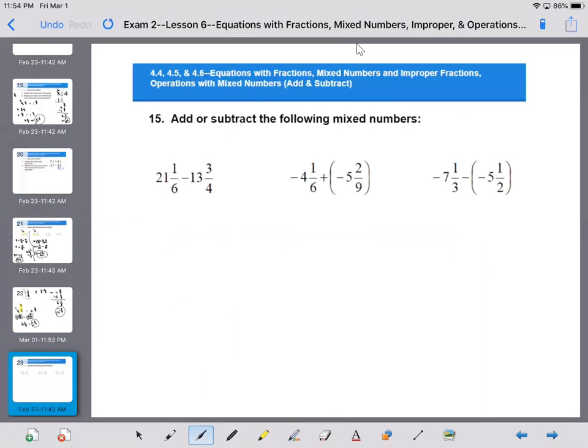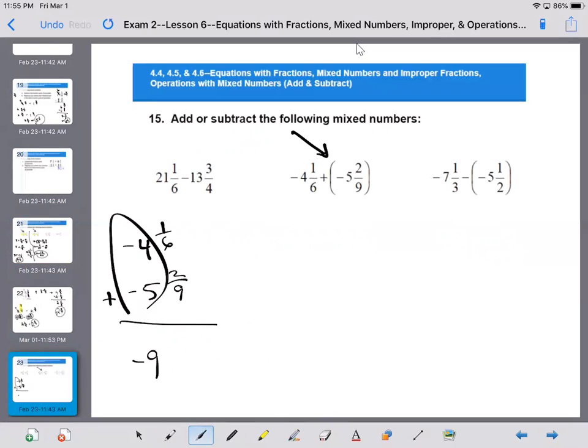So let's look at a couple with some negatives. So -4 and 1/6. And we want to add -5 and 2/9. So since they're both negative, we can add those together, and that's just going to give us -9. So we know our answer is going to be -9.